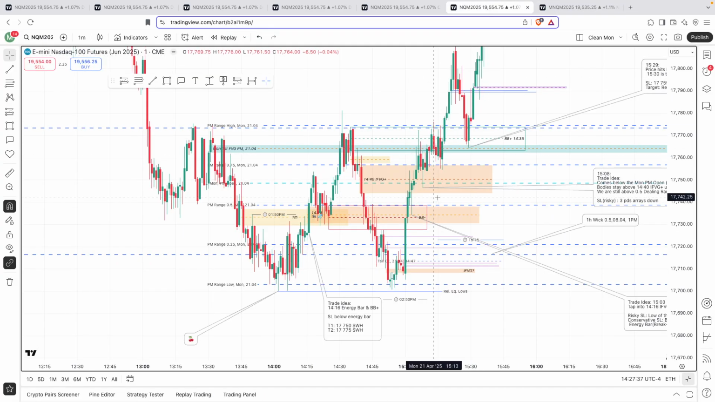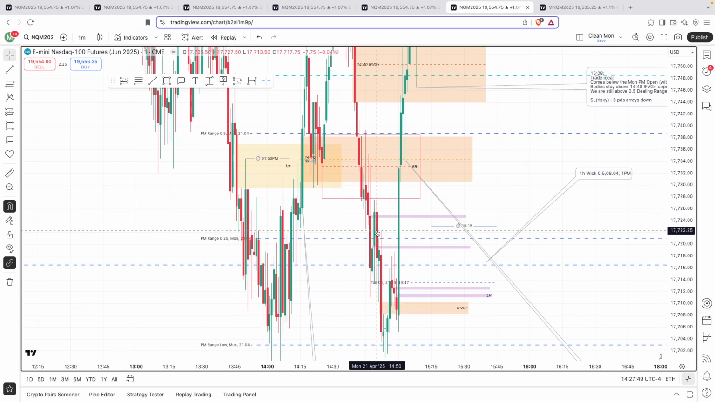Yeah, so I can leave this for now. And then price comes here. We have this inversion fair value gap and bearish breaker. This is also happening around the macro time. So here we see an entry we could have.